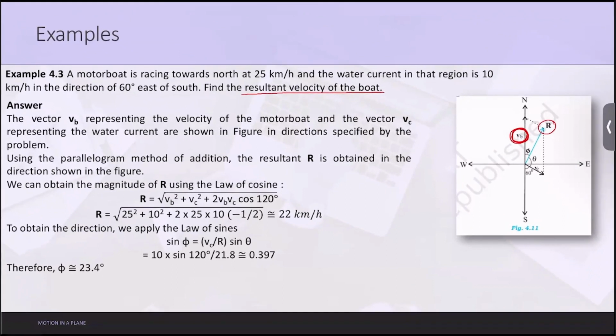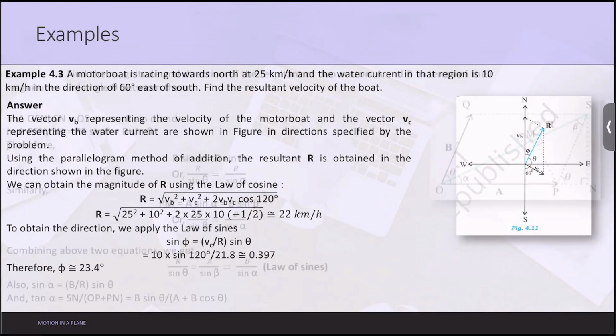So what does the law of sines say? Sine phi is nothing but equal to VC by R into sine theta. Okay, so R and sine theta are opposite to each other. R will always have the complete theta opposite to it, and as you can see, this is your VC, so VC is opposite. So what is the opposite angle to VC? It is phi. That's how we obtained it here.